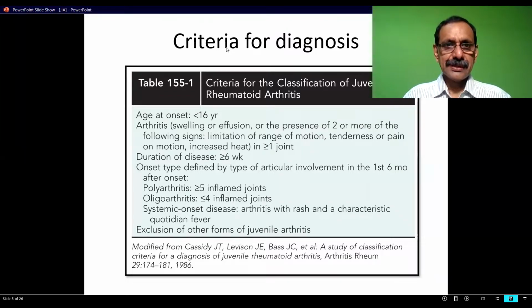And the onset type will determine what are the subclassifications of this disease. Polyarticular JIA, if more than 4 joints, that is equal to or more than 5 joints inflamed. You call it oligoarticular JIA if 4 or less joints are inflamed. And you call it systemic onset disease where the predominant symptom is fever and other systemic symptoms. We will come to these things in detail.